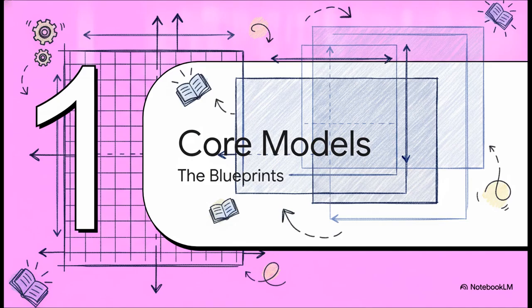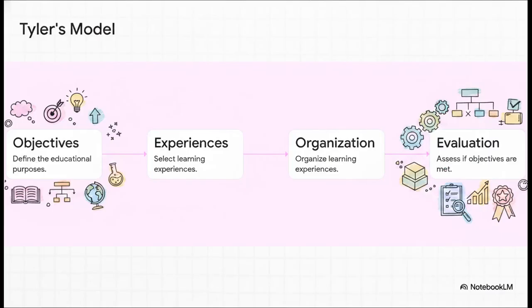All right, jumping right into section 1, the blueprints, core models. We've got to start with Ralph Tyler's 1949 rationale model. This is your classic, strict, linear approach to planning. It's a highly behavioral model focused entirely on 4 straight sequential steps. Step 1, define your objectives. Basically, what educational purposes does the school want to achieve?